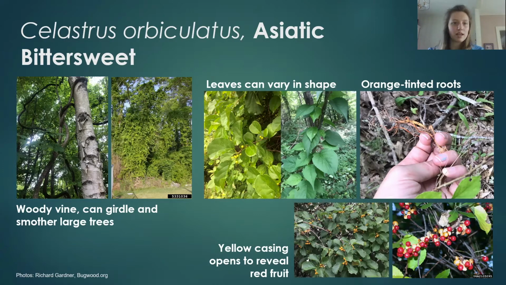The first is Asiatic Bittersweet. This is a woody vine, and it can girdle and smother large trees. So it likes to wrap its way around a tree and make its way up to the top of the canopy, but it also will happily smother shorter vegetation as well. Basically, it just wants light, and it will try to climb up whatever it can to get that light.